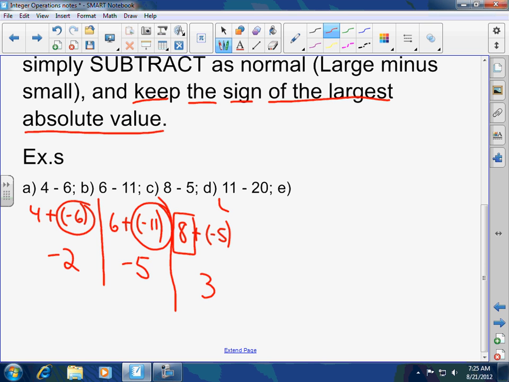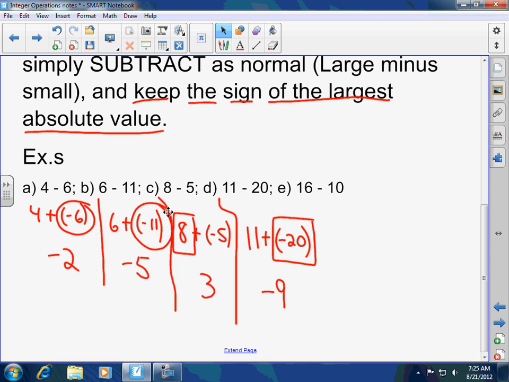11 minus 20. What they're asking for here is 11 plus a negative 20. We're going to subtract as normal. 20 minus 11 is 9. But negative 20 has the largest absolute value, so we're looking at negative 9.